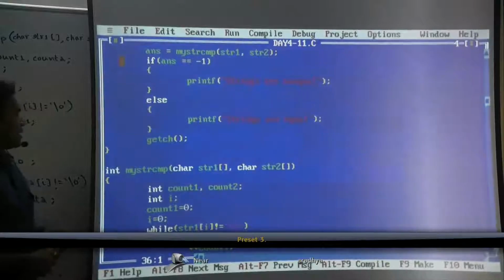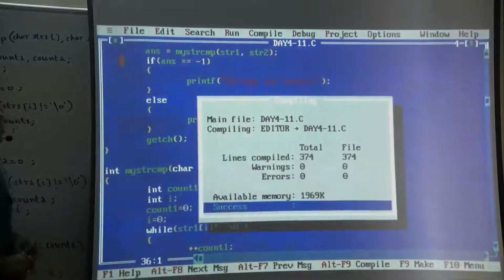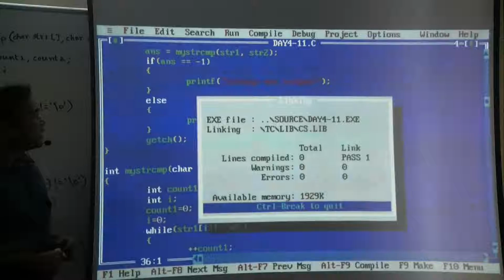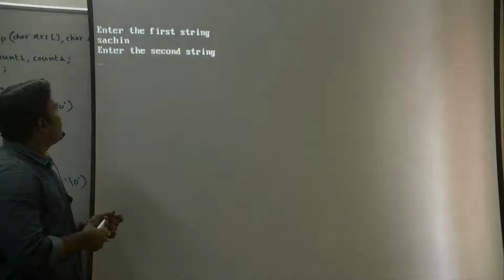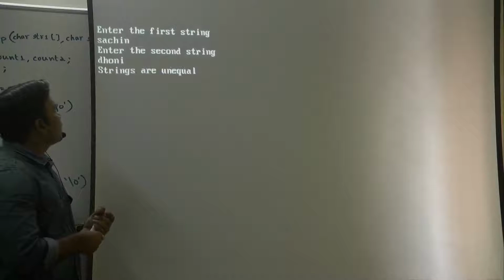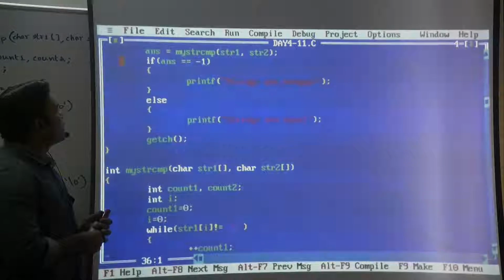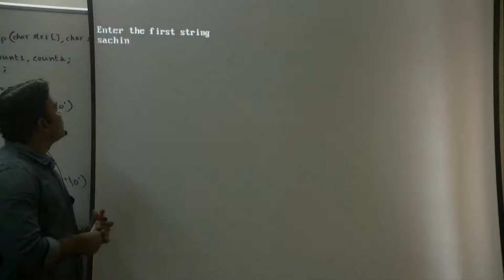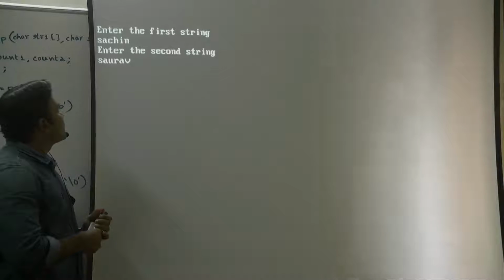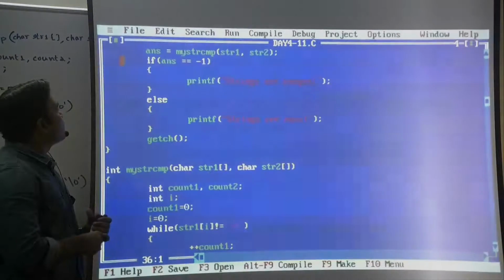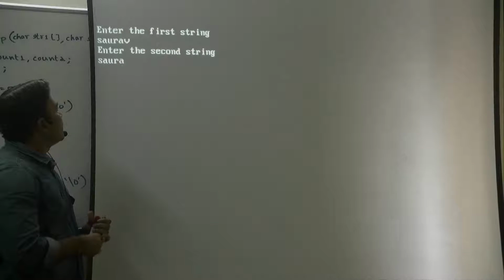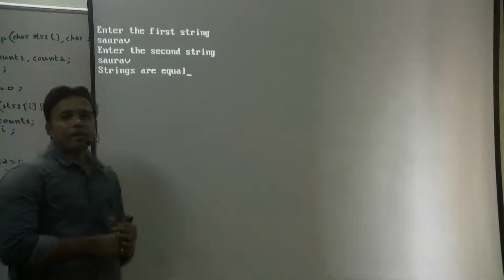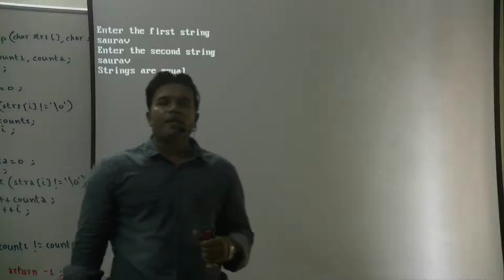The same program has been typed. If I execute, compile, no issues. When I execute, again it is asking the first string, the same things I would tell, Sachin and Dhoni, in which case I'll get it as unequal. Similarly, Sachin, Saurav, I will get it as unequal, and then Saurav, Saurav, I would be getting it as equal. I hope all of you have been able to understand.